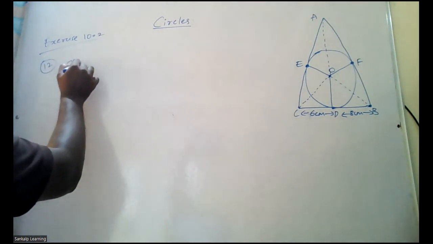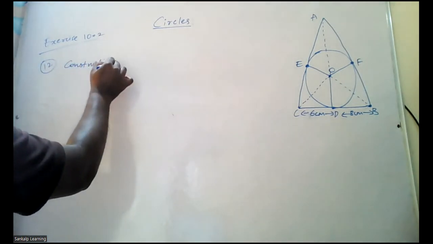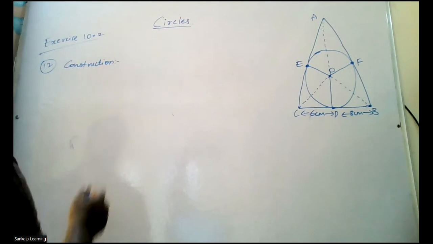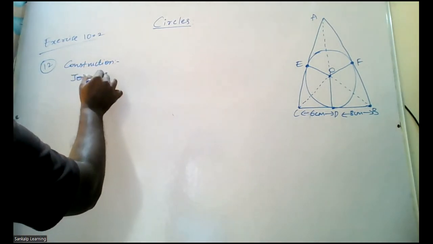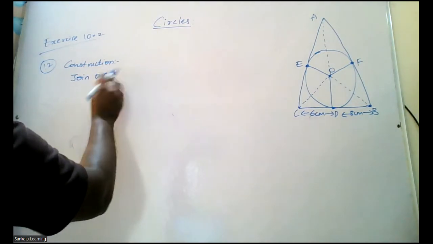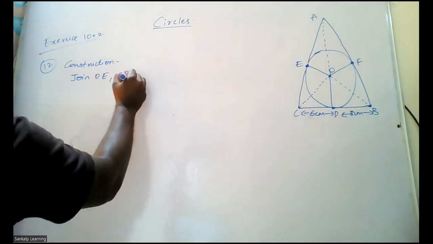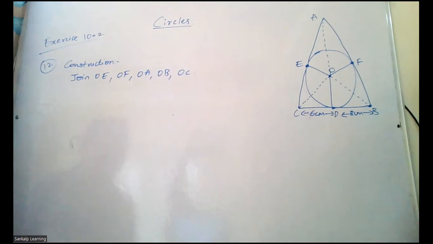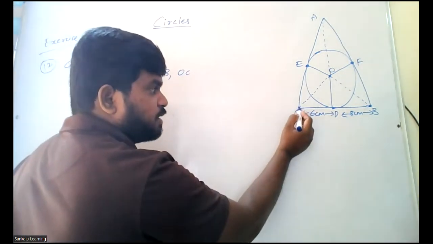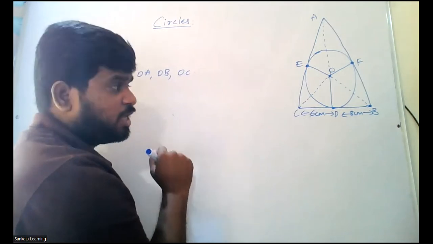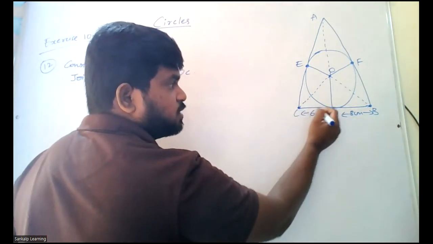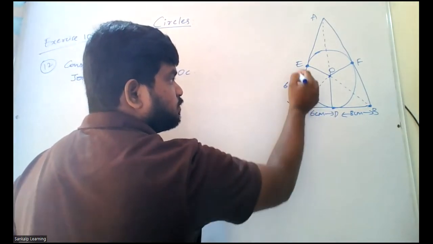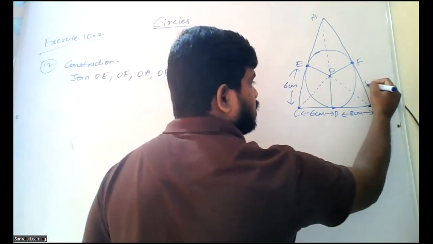So let's start with construction. We know what we have to find out, isn't it? AB and AC should be found. Okay. Construction. So in this construction, what did we do? Join OE, OF, OA, OB, OC. These are the things that we did. Okay. Now please observe carefully. C is a point outside the circle. Very clearly it is outside the circle. From outside you can draw two tangents. Both the tangents will be equal. Therefore, if this is 6, this will also become 6 centimeters. Same stuff. If this is 8, this will also become 8 centimeters.